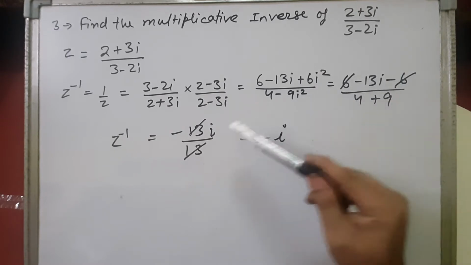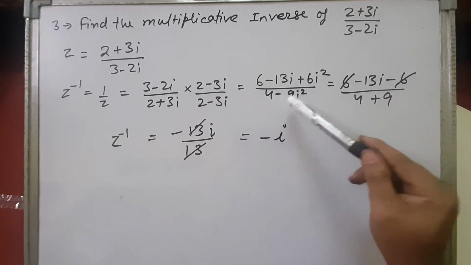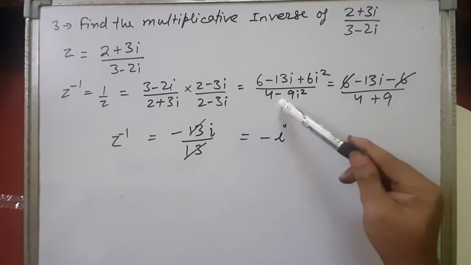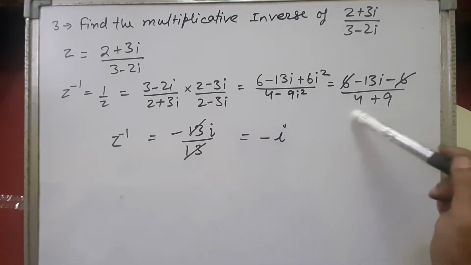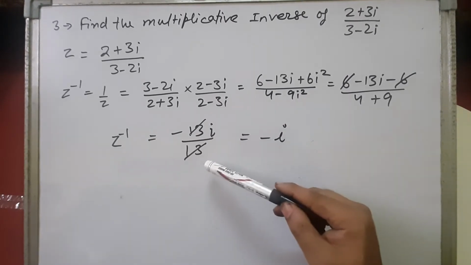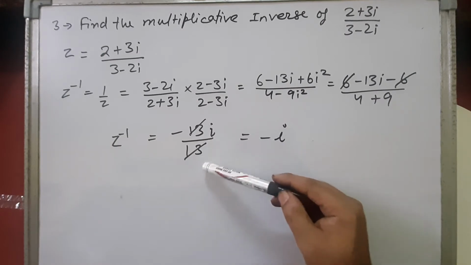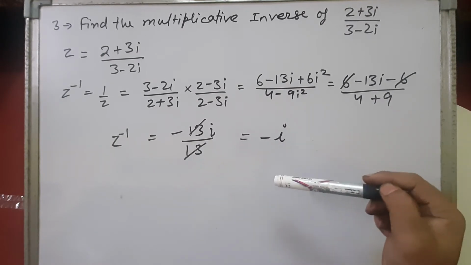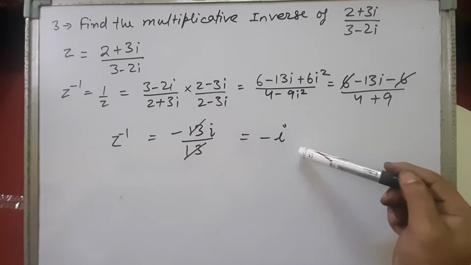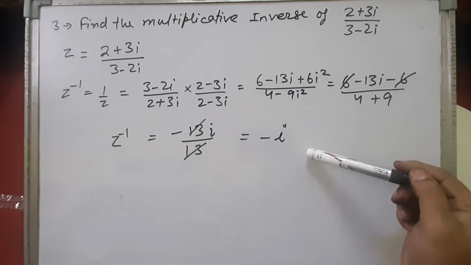So in the numerator only -13i will remain. And 4 - 9i², so i² is again -1, minus minus plus. So the denominator will get 4 + 9, it will be 13. So this 13 and 13 in the numerator and denominator will get cancelled. So the value of the inverse of the given complex number is -i.